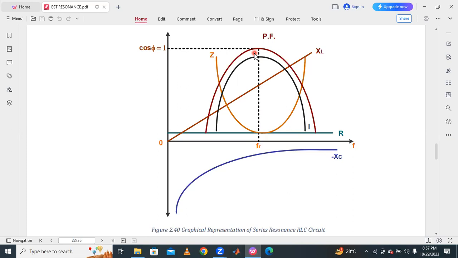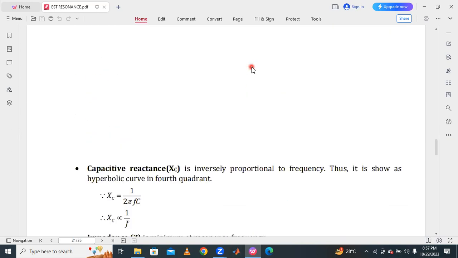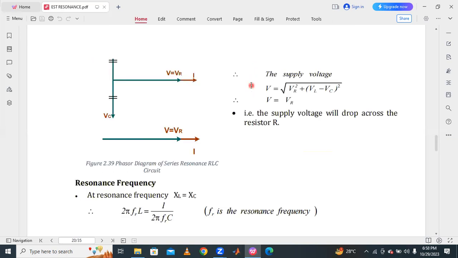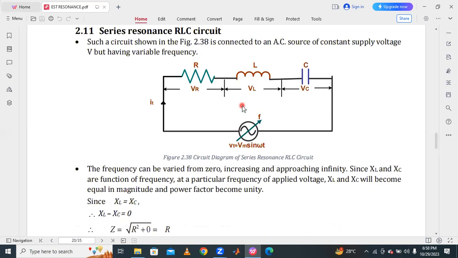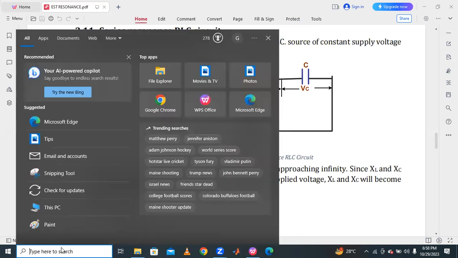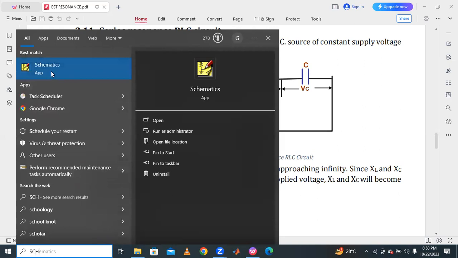This can be understood by using a tool called PSpice. By simulating this series RLC circuit in PSpice, we can see the waveforms: XL versus F, current waveform, voltage waveform, XC versus F. This type of waveform can be observed using PSpice. Here, open the PSpice schematic.